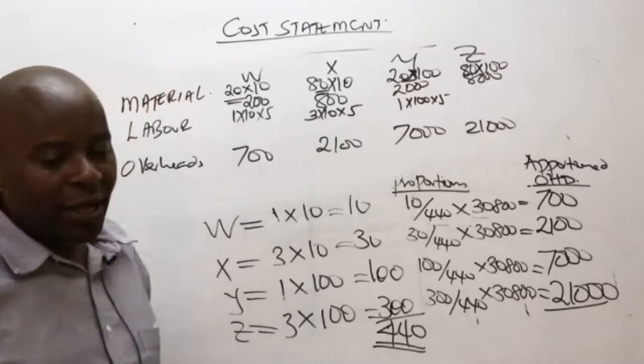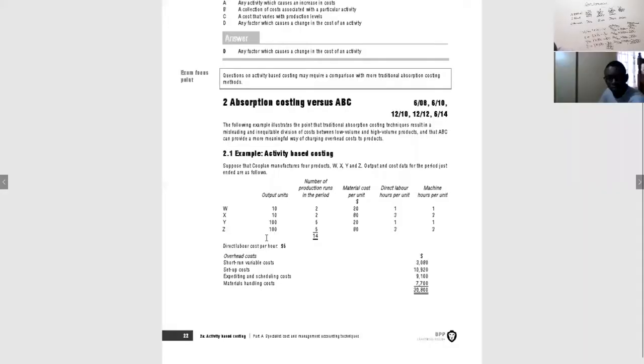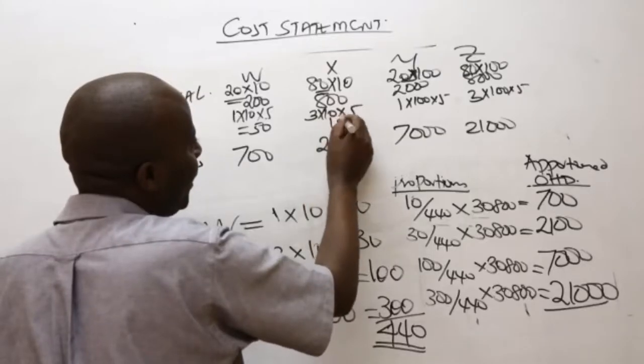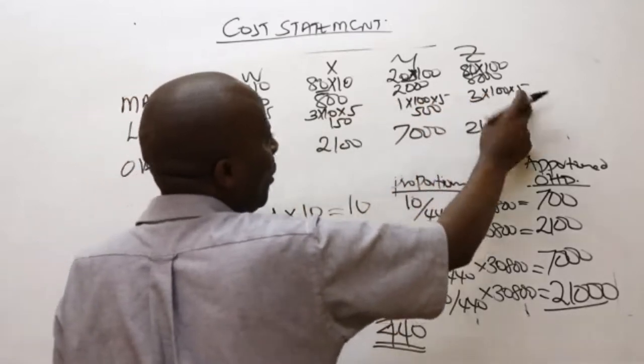So for Y, what am I able to see there? It's 1 hour per unit times number of units times the cost per hour. And then we have the last one, which is Z, which should be 3. 3 times 100 times 5. So please give me these figures. This will be 50. This will be 30, 150. This will be 500. And this lastly will be 1,500.